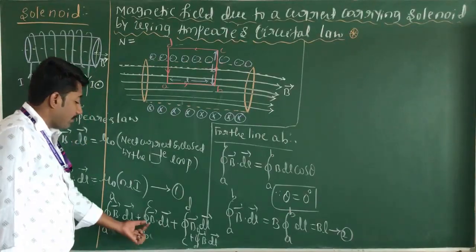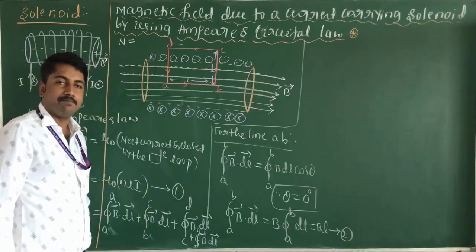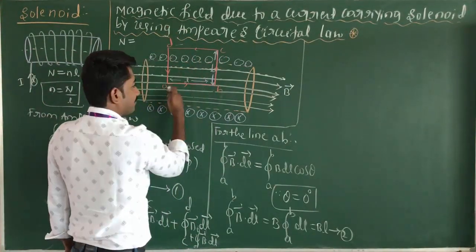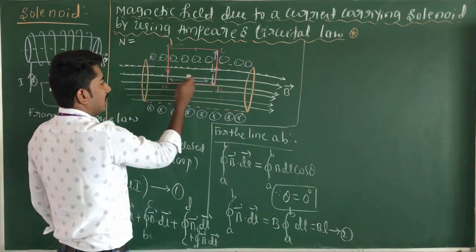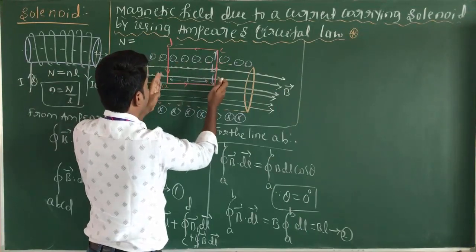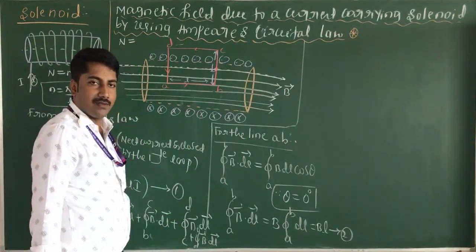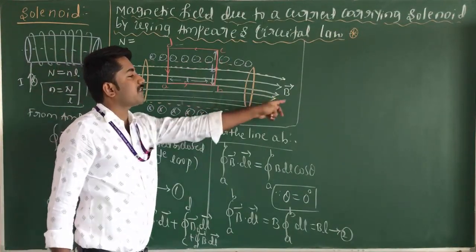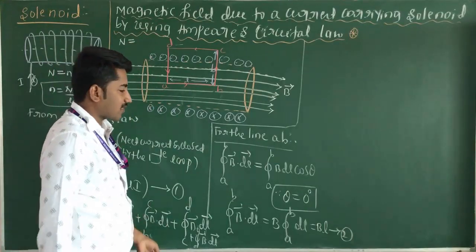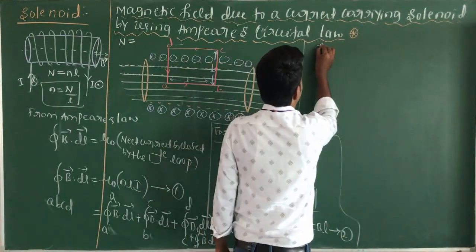Then we consider the line B to C, the line C to D, and the line D to A. But here, for the line B to C and the line D to A, the integral values are both perpendicular to the direction of the magnetic field. B to C is perpendicular to the direction of the magnetic field, and D to A is also perpendicular to the direction of the magnetic field. Now I find both the values at a time here.